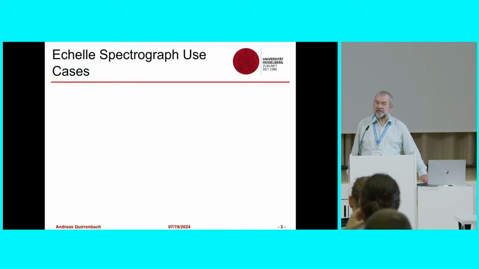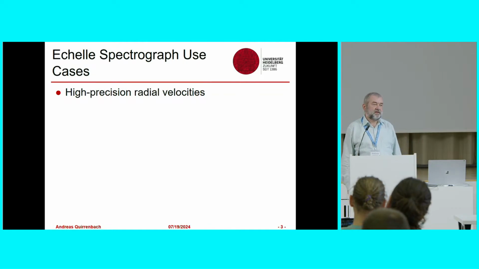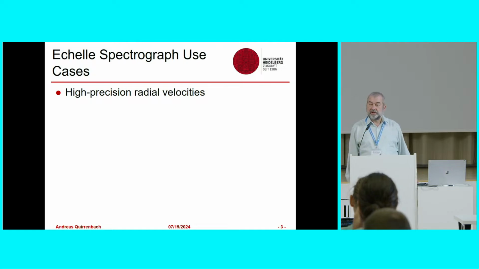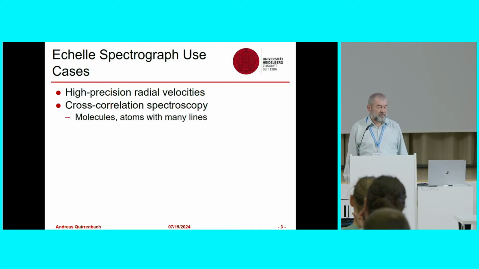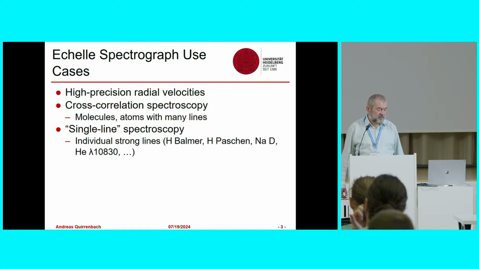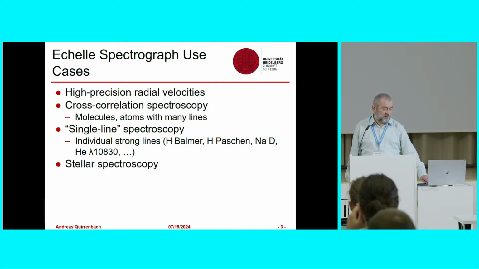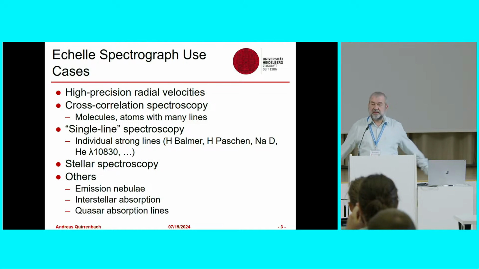So if we look at use cases for Echelle spectrographs, there's high precision radial velocities, and many of the data that we have seen during this week come from instruments that were built originally for radial velocities. Then there's the cross-correlation spectroscopy that we are talking about a lot of the time. There's this single-line spectroscopy where you are interested in individual strong lines such as the hydrogen Balmer and Paschen lines, sodium D, and the helium line, for instance. There's stellar spectroscopy, and then there's other stuff that you can do with these instruments.